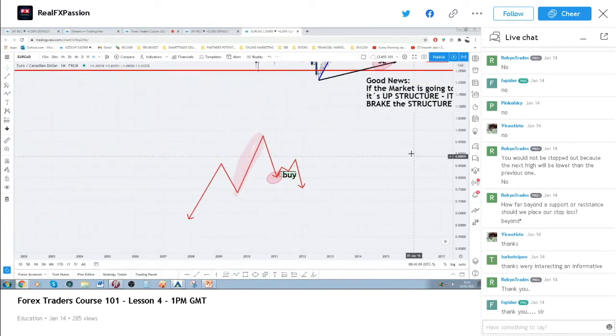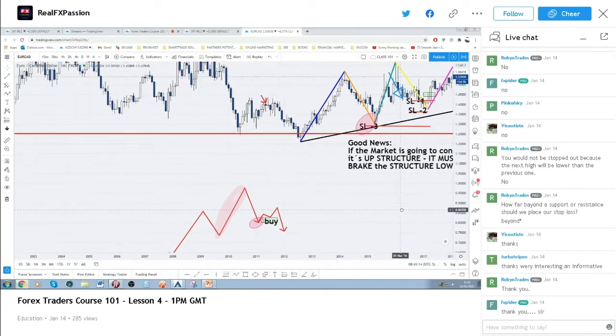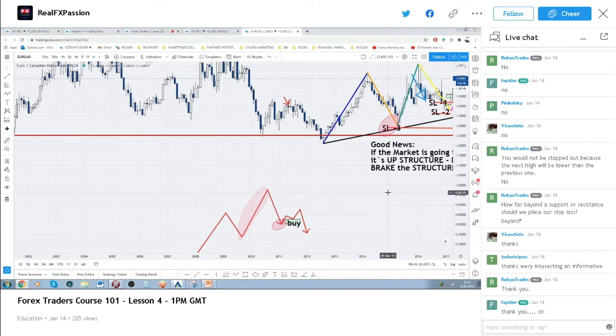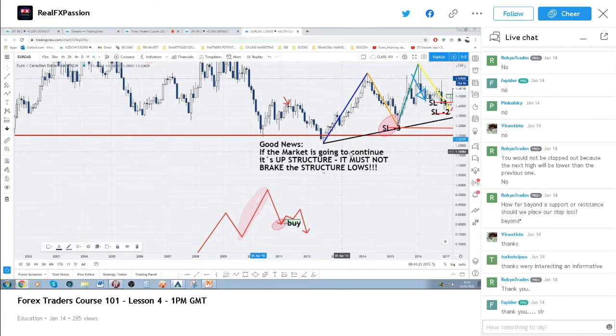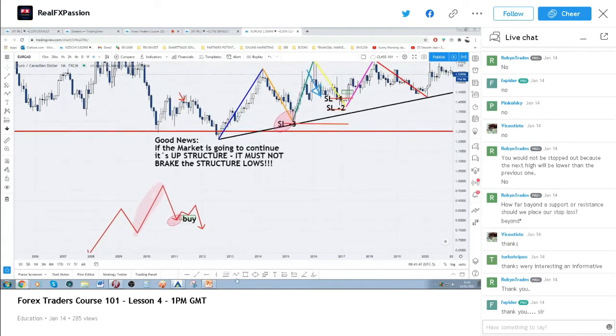Let me see if I can compress the chart. So this is the difference between stop loss number 3 and stop loss number 2. Exactly. So good news: if the market is going to continue, it must not break the structure lows. Maybe it's too much information for one day. Stop loss number 2, yes, it's a low, but it's not a structural low. Why not? Here is the logic.